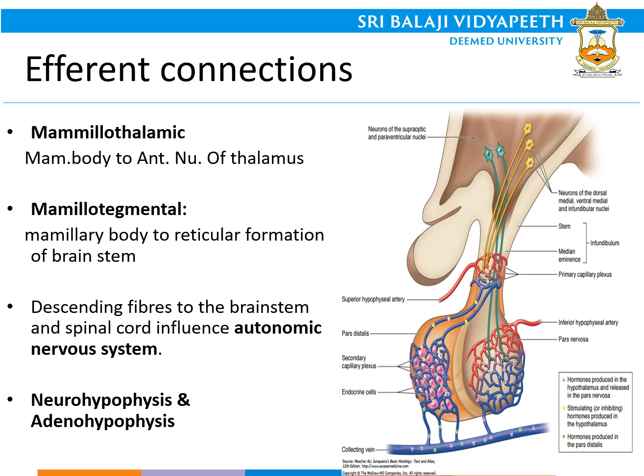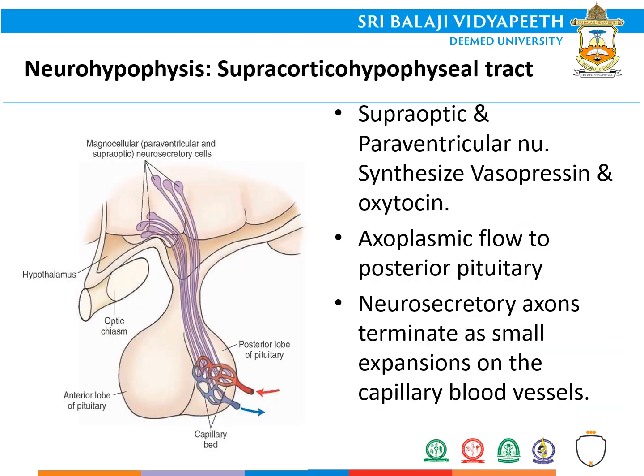And then you have the descending fibers to the brainstem and spinal cord, which influence the autonomic nervous system. So even the hypothalamus controls both the secretions in the neurohypophysis and the adenohypophysis of the pituitary. We'll see how this happens. Now, the supraoptic and paraventricular nucleus of the hypothalamus secrete vasopressin and oxytocin.